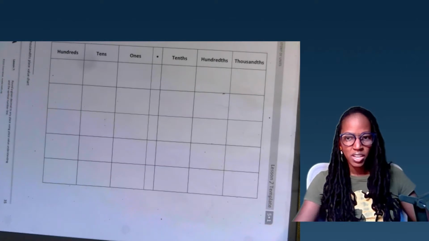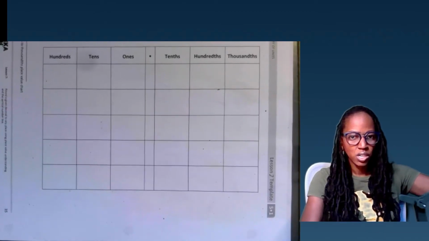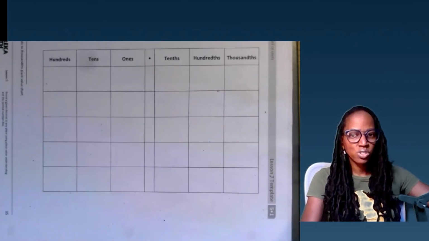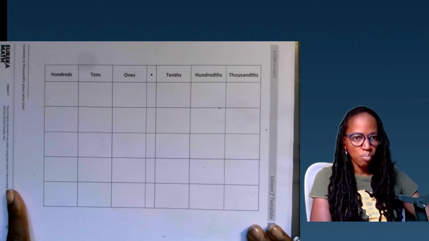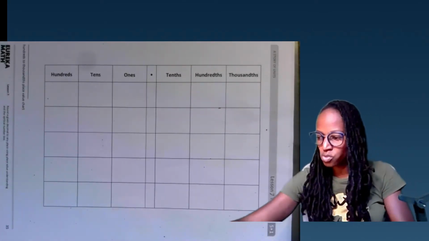Okay, so now I have a place value chart. As you can see, let me just adjust my camera a little bit. And what I'm going to do is I'm going to model it on the place value chart and relate it to the standard algorithm or to long division.